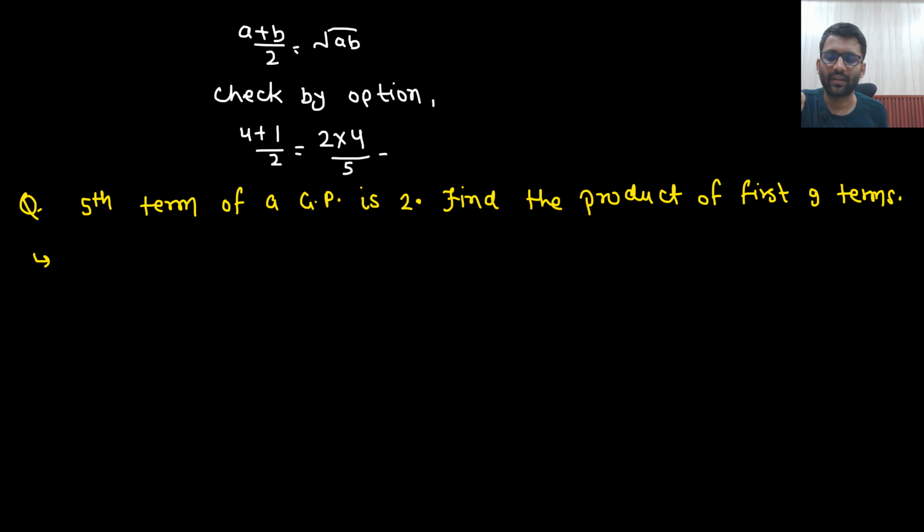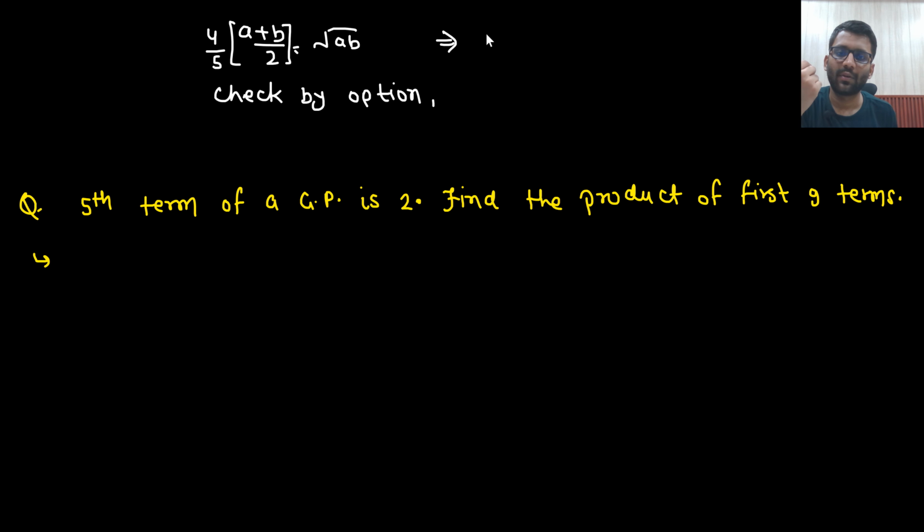So here I will multiply 4 by 5. So I am really sorry for the guys who wasted their time here. So this will be 4 by 5 here. So this I need to solve. This will be 2 by 5 into A plus B is equal to root AB. Right? So now I can put the value 4, 1. So if I put 4, 1, this would be 5 and this would be 2. So 2 is equal to 2. So answer is B.